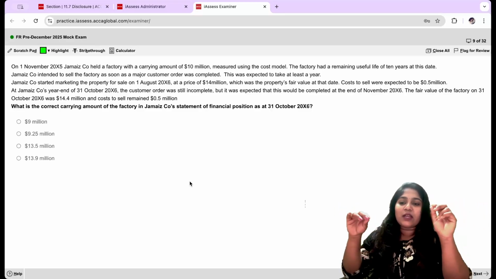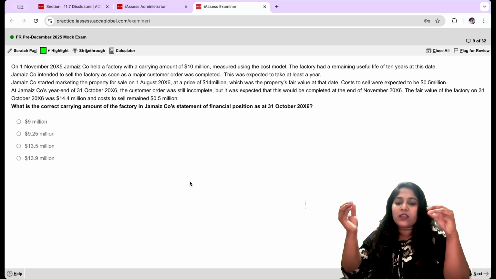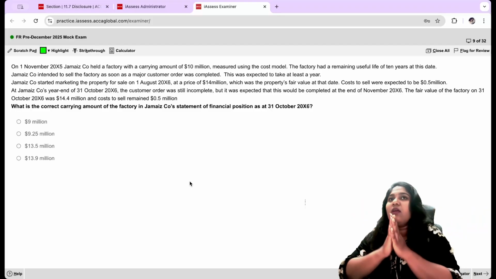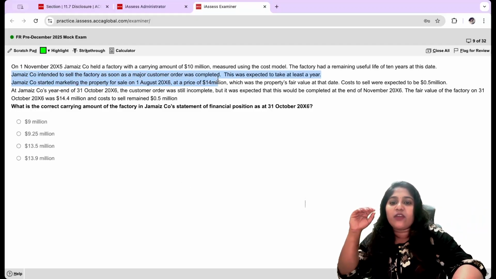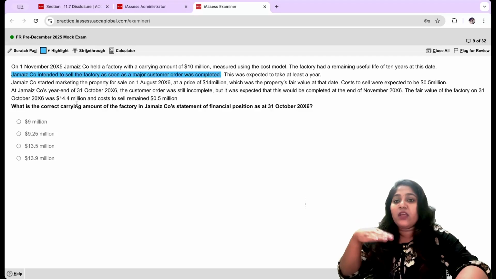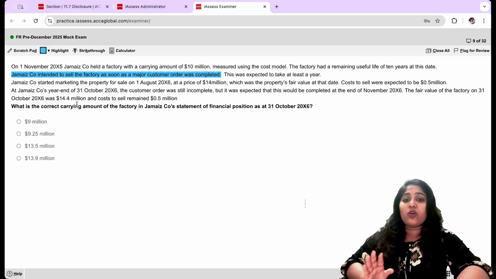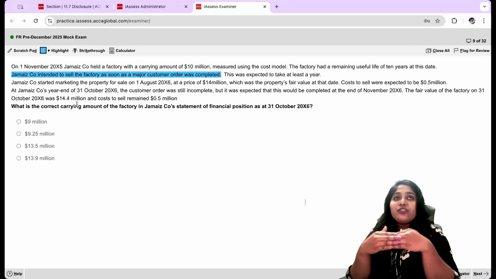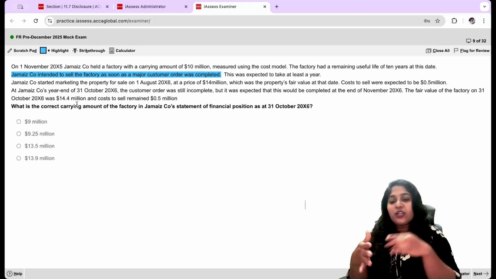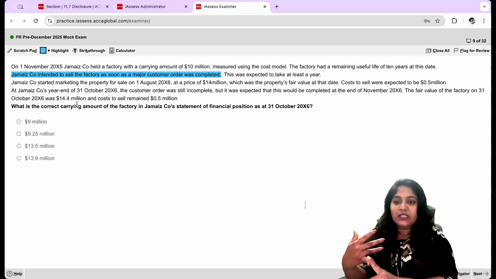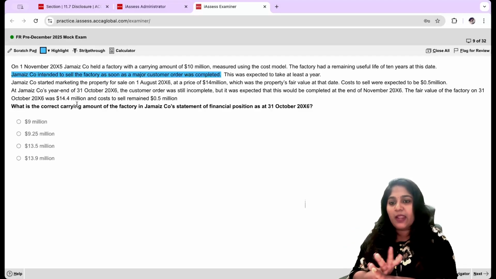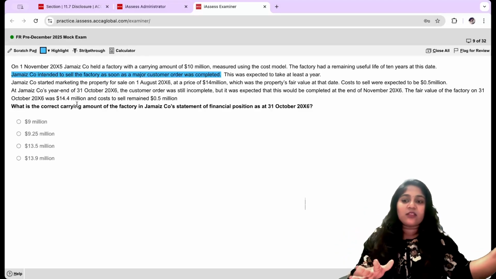The fair value of the factory on that date was 14.4 million and cost to sell remained as 0.5 million. As far as I know, the moment they say this, it doesn't come under IFRS 5 at all, because it says clearly Jamia's company intend to sell the factory as soon as a major customer order was completed. That means it is not ready to sell in its present condition. It has a job to finish and then to be sold. So I don't treat it as IFRS 5. I rather consider this as property, plant and equipment. I don't measure any other values.